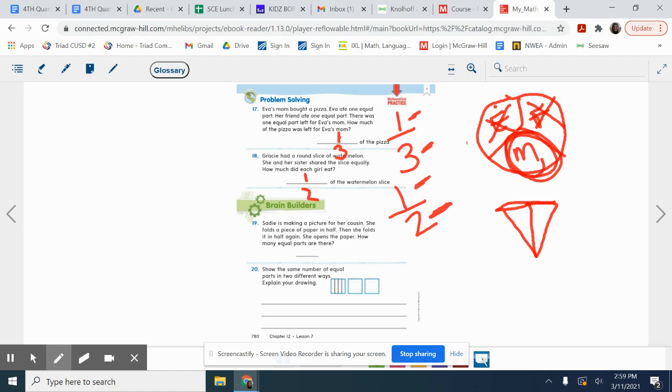Sadie is making a picture for her cousin. She folds a piece of paper in half. Then she folds it again. She opens the paper. How many equal parts are there? So if I take a piece of paper and I fold it in half, I have 2 halves. Now, if I fold it again, I have 4/4. So how many equal parts are there if you fold the paper in half and then you fold it again? There are 4 equal parts.